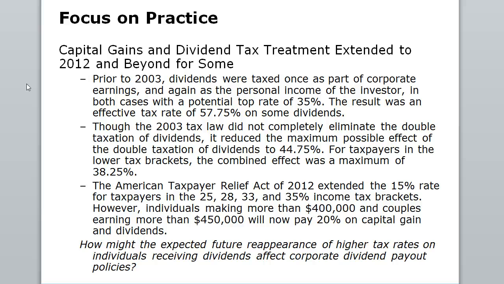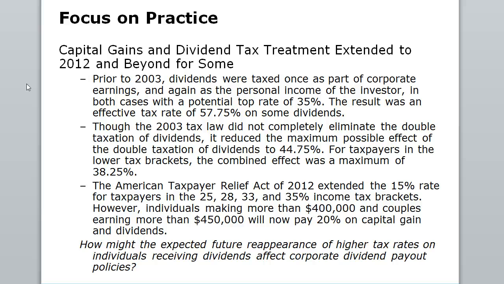So let's also talk about capital gains and dividend tax treatments extended to 2012 and beyond. So prior to 2003, dividends were taxed at a very high rate. So it could be a cumulative tax of almost 58% on dividends, depending on if you're in the highest brackets for the company and the federal income tax on your dividends. So it didn't completely eliminate this double taxation, but it lowered it from that top bracket from 57 to 44 and from 35. So for taxpayers in the lower bracket, it would go down to a cumulative of 38%.